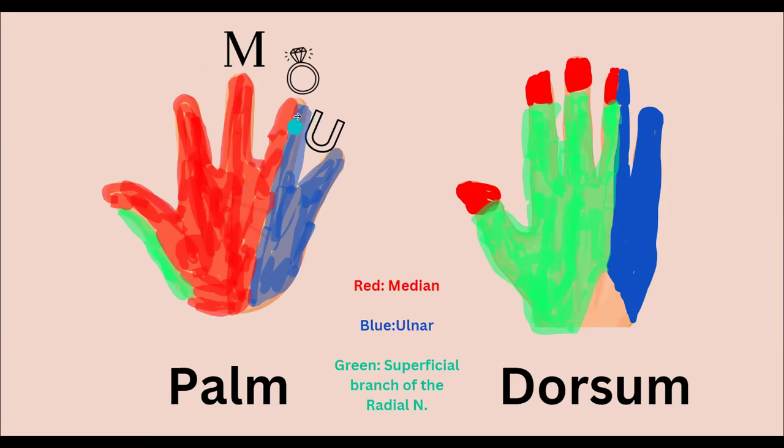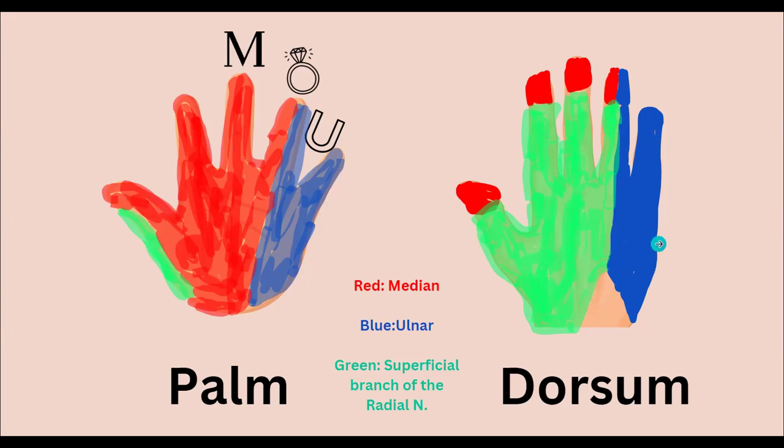Now it's important to notice that the ring finger is innervated half and half, half by the median nerve and half by the ulnar nerve. So I just remember this as the median nerve and the ulnar nerve getting married on the ring finger. So half is for the ulnar and half is for the median nerve. Now there's a small part of your palm that's actually innervated by the superficial branch of the radial nerve.